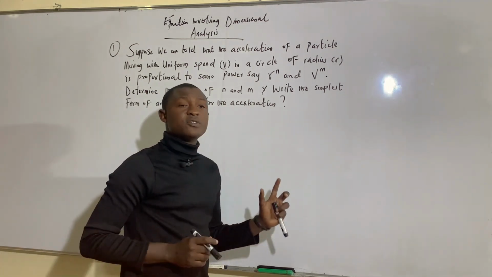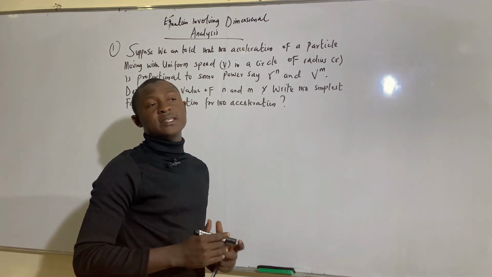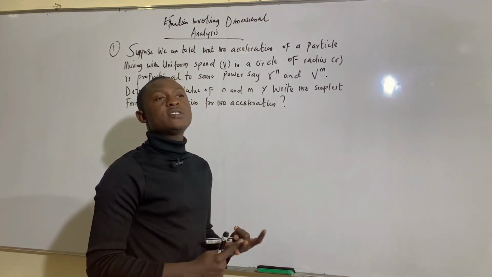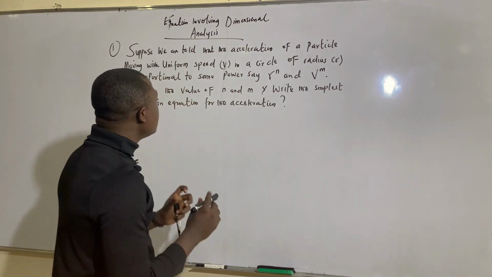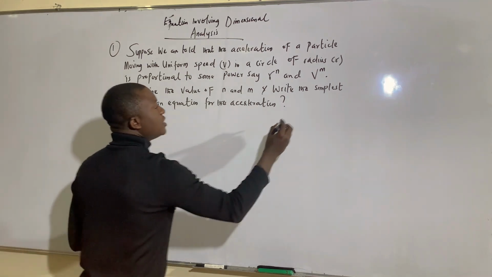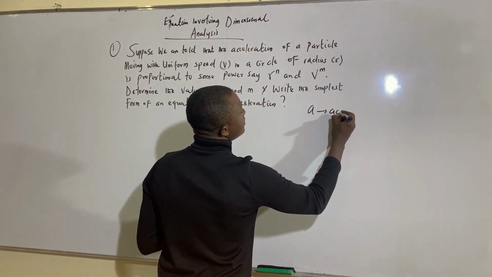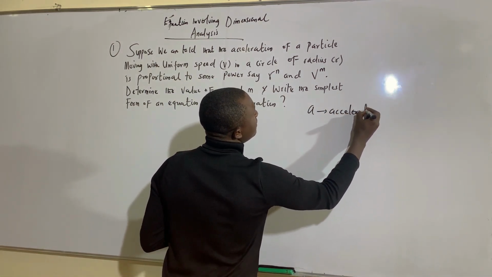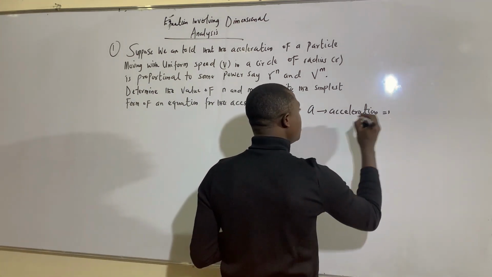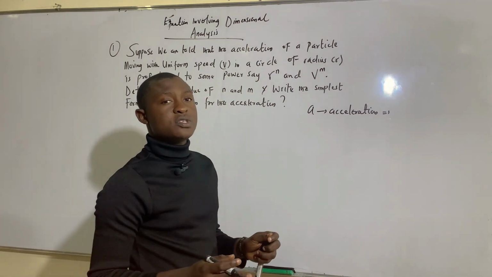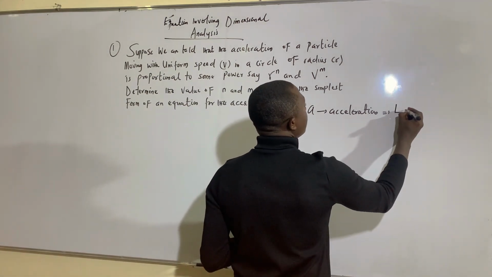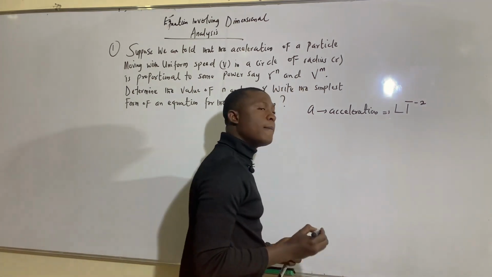In the previous example, we have already shown how we can determine the dimension for acceleration, as well as for radius and for speed, because the first thing we need to do is to know what the letters represented here are. If they mention a, and that a is for acceleration, those are the things you have to take note of. In the previous video we talked about how we can determine the dimension for acceleration, which is LT raised to the power of -2.